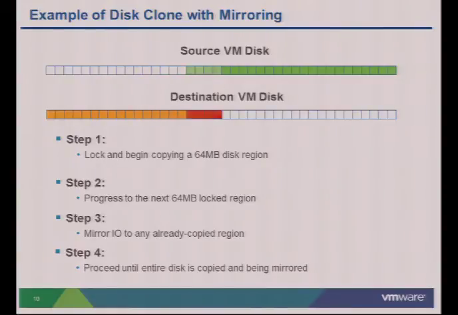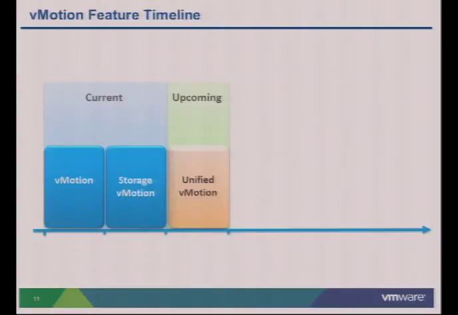We make 64 meg copies and mirror I/O to regions we've already copied. The linear pass proceeds along, mirroring I/O along the way. And eventually, the linear copy is complete. At this point, any write I/O to any region of disk has to be mirrored to the destination data store. But because these disks are now in lockstep, at any time we can switch over to using the destination disk as our primary disk. Basically, we're done with the source disk now. So that's the core technology behind storage vMotion.